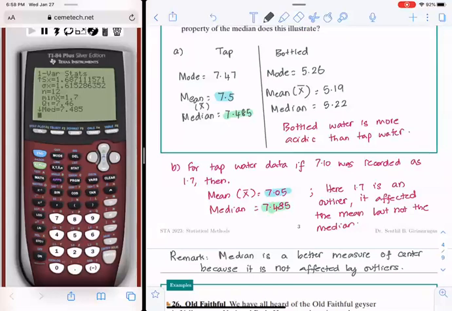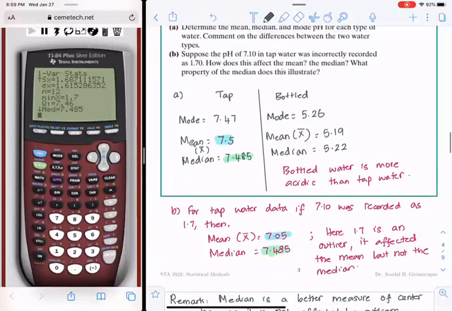Now, the mean will be affected by outliers. The mid-range significantly will be affected by outliers, and mode occasionally. But the median, if we make a mistake and if we introduce an outlier, for instance, in this problem, instead of having it as 7.1, if we have it as 1.7, then the median still would not change. So that would be the answer to part B.